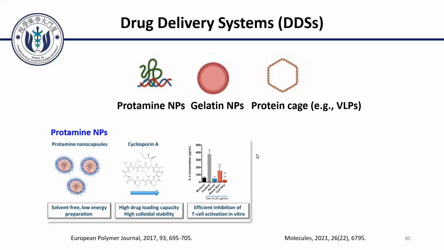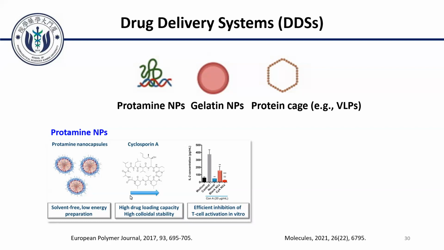Protamine, I'm not sure if you are familiar with this type of protein, but they are very small, arginine-rich nuclear proteins. Since they are arginine-rich, they are positively charged proteins. Therefore, they are quite often used for DNA stabilization in nature, and they are good for designing DNA or RNA delivery systems.